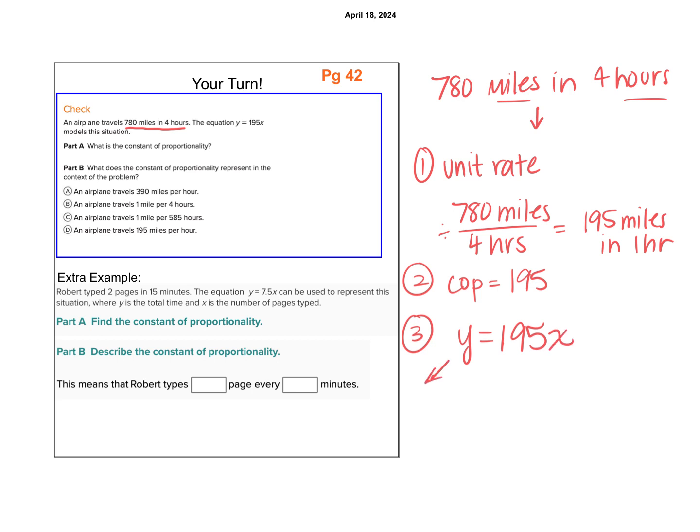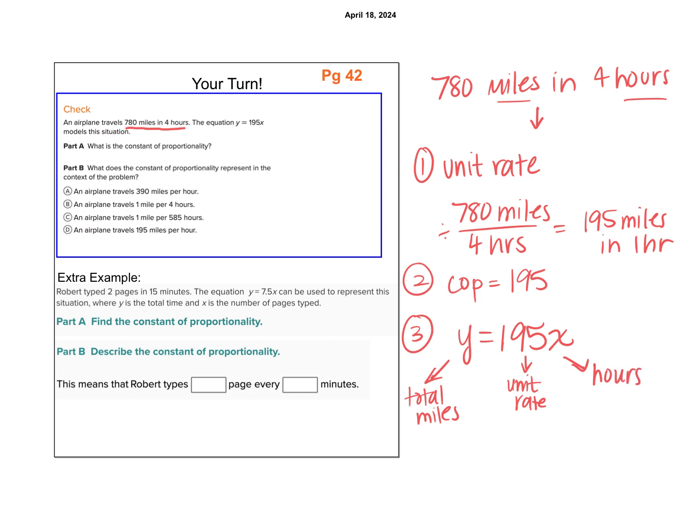I always like to just draw a little arrow. My y stands for the total miles she's going to go. The 195 is the unit rate. And the x is the number of hours. So I just wrote an equation.